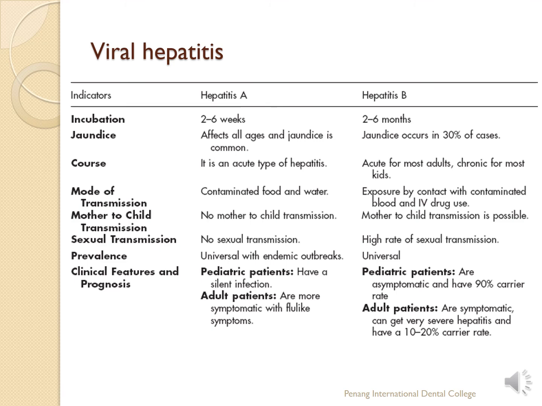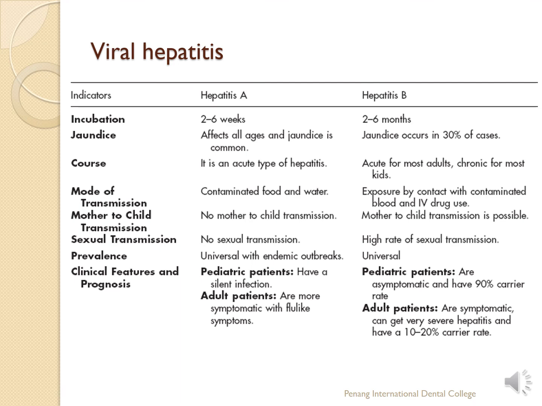Again, you have viral hepatitis, the major cause of liver disorders, of which hepatitis A is not so dangerous. It has a clinically mild course, and it confers lifelong immunity once the patient acquires the infection. Hepatitis B is what oral healthcare workers have to be mostly bothered about. The incubation period for hepatitis B is 2 to 6 months, and jaundice occurs in around 30% of the cases.